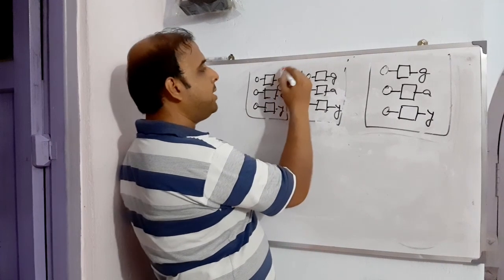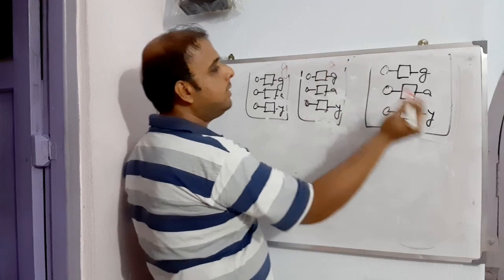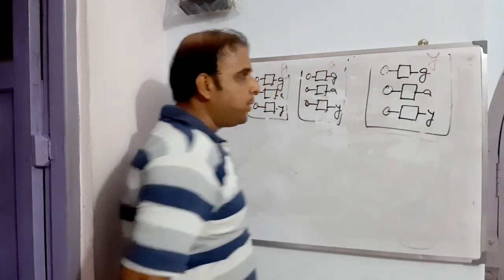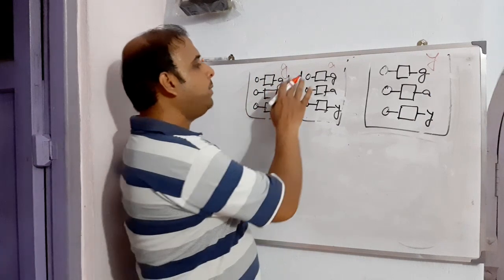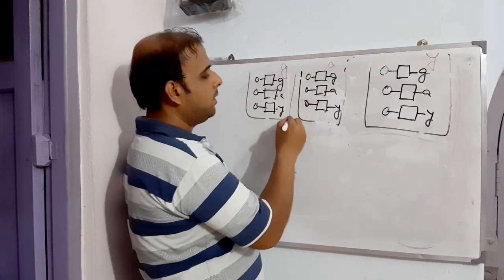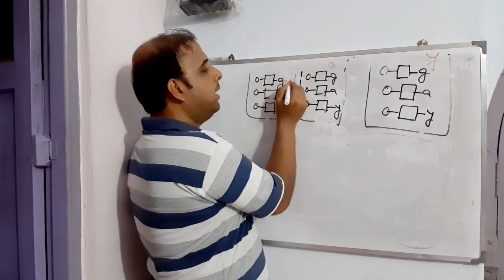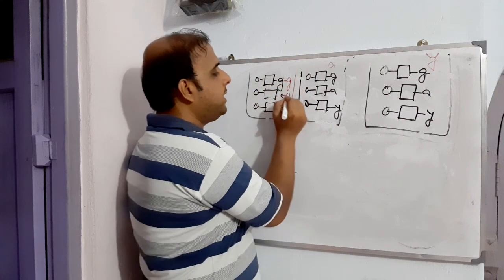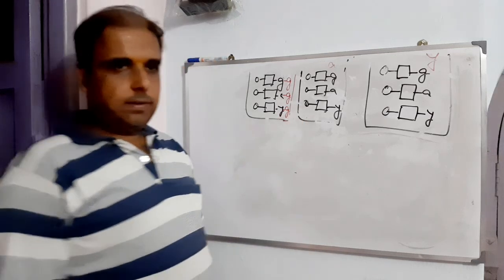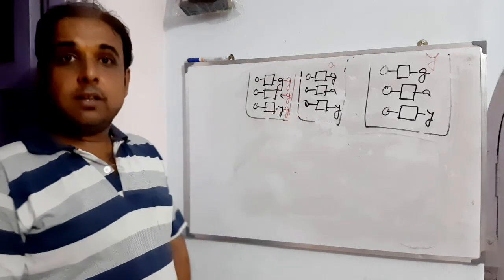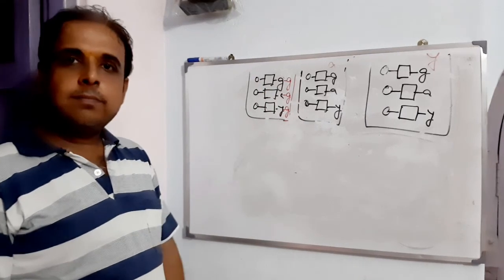Suppose here I am willing to introduce glycine, here I am willing to introduce alanine, and here I am willing to introduce tyrosine, right? So what will happen? The moment glycine is poured into this medium, there is a formation of GG, here it is AG, and here it is YG. So we have got three dipeptides.